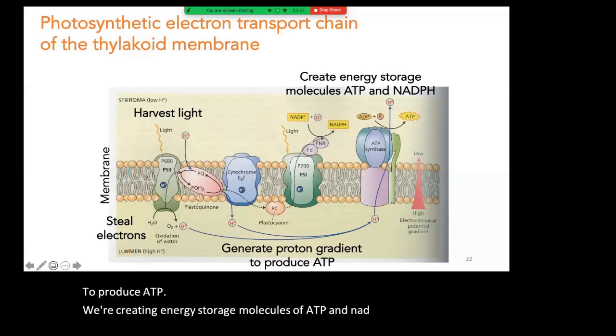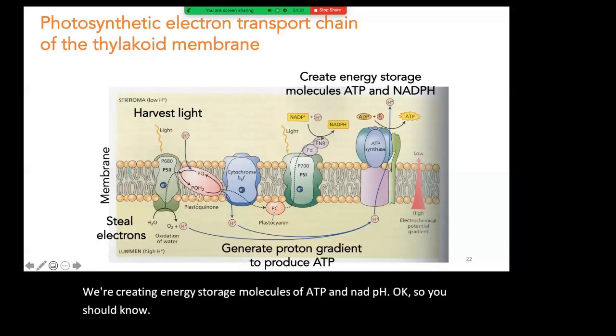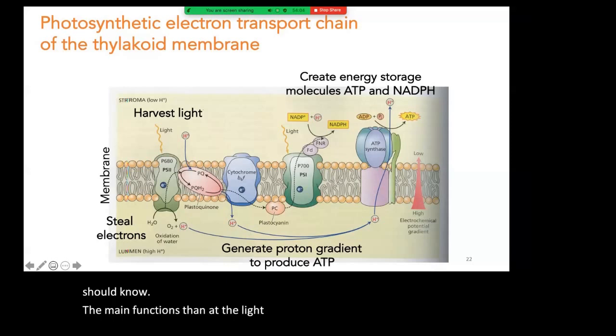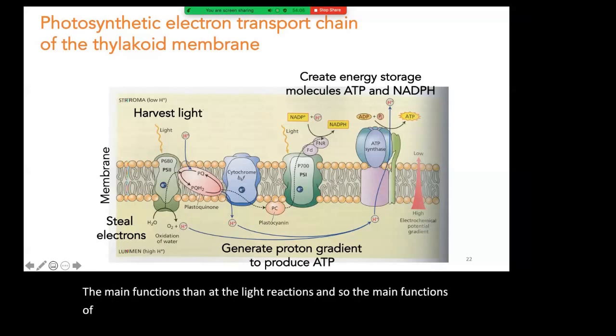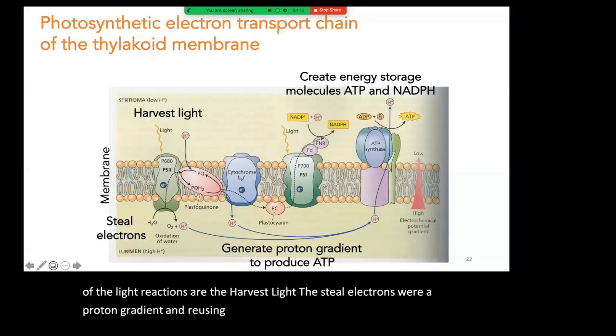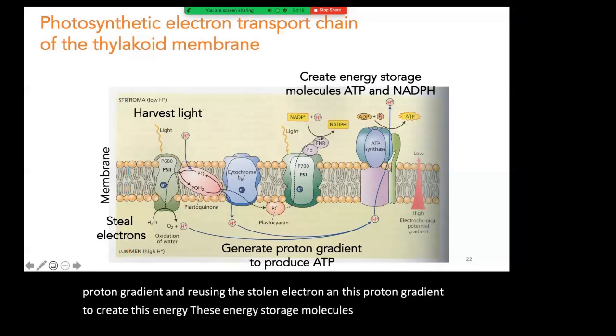Okay, so you should know the main functions of the light reactions. The main functions of the light reactions are to harvest light, to steal electrons, and to generate a proton gradient. And we're using the stolen electron and this proton gradient to create these energy storage molecules, ATP and NADPH, okay?